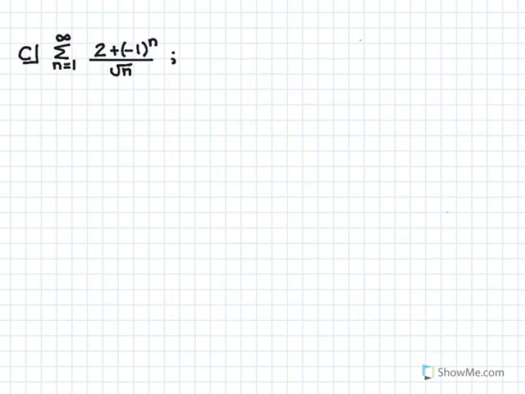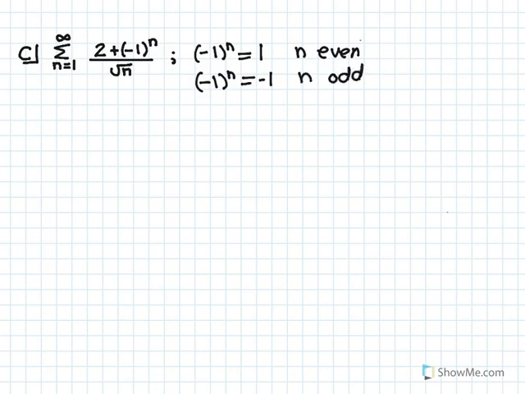So here we have summation n equals 1 to infinity, (2 plus negative 1 to the n) divided by root n. Now, we know that negative 1 to the power of n is equal to 1 for n even. And negative 1 to the n is equal to minus 1 for n odd. So we can write the numerator 2 plus negative 1 to the n. Let's find an upper bound for it. That's going to be 2 plus 1, which is 3. A lower bound would be 2 minus 1, which is 1.